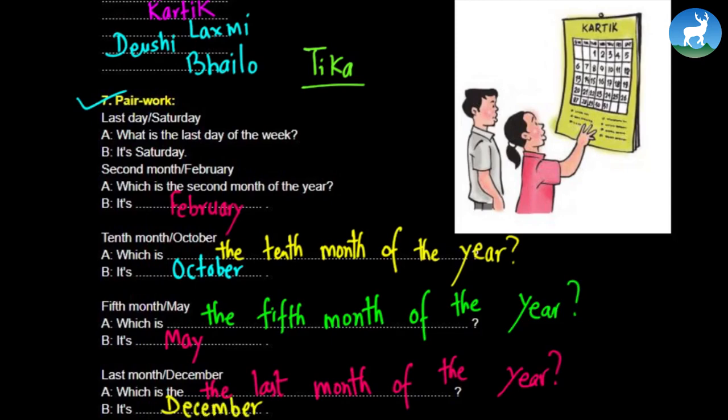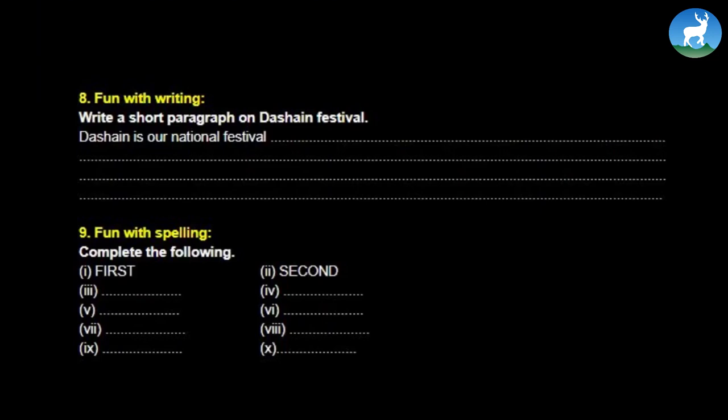Okay, let's move to another section. We have something called Fun with Writing, and I am not explaining it because I will probably give this section as a homework to you. Before that, let's move on to Fun with Spelling. It says complete the following list. It starts with first and goes to second.